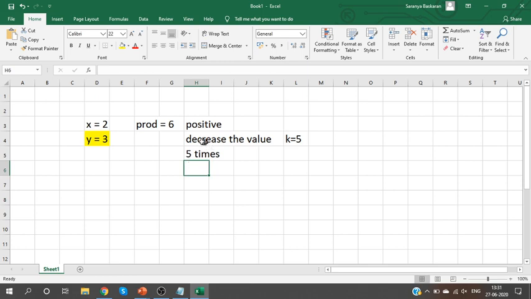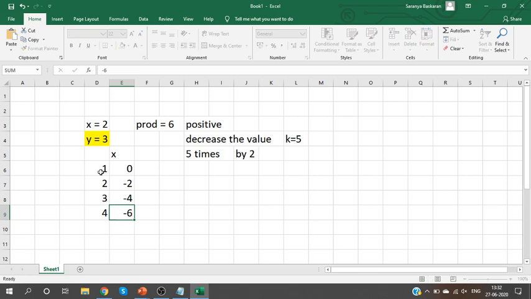Each time, you have to modify only by 2. Remember, each time you can change by 2, which means decrease by 2, 5 times. That is the rule. You can decrease it by 2 how many times? 5 times. So the first time when I decrease it, x value will be 0. Second time, x value will be minus 2. Third time, minus 4. Fourth time, minus 6. And fifth time, minus 8.